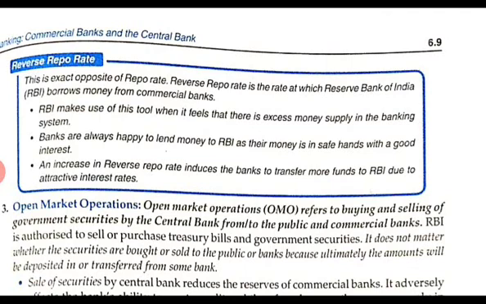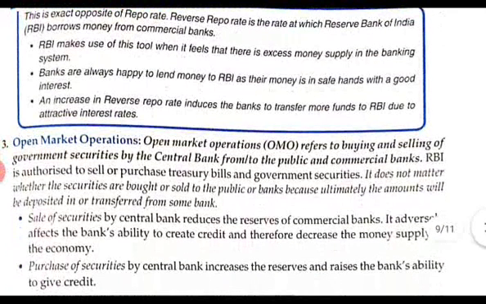Another instrument is the open market operation. Open market operation refers to the buying and selling of government securities by the central bank to or from the public and commercial banks. When there is excess money supply in the economy, the central bank will sell its securities. Once the central bank is selling its securities, that reduces the reserves of the commercial banks. It adversely affects the bank's ability to create credit, and therefore the money supply will decrease.